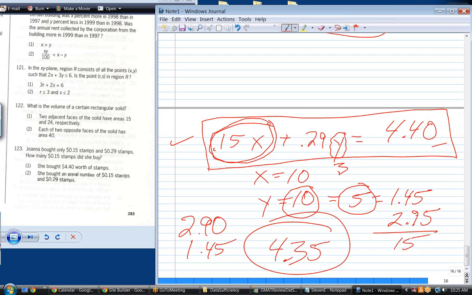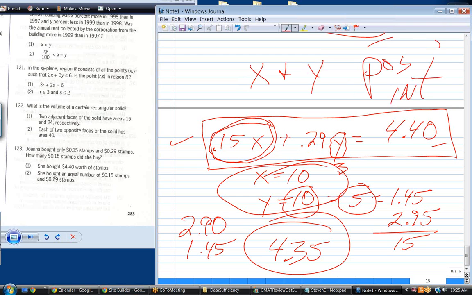15 also doesn't go into 440 an even number of times, because I know it goes into 450 an even number of times. It can't go into 440 an even number of times. So the only solution is y of 10, x of 10. Yep, that's it. There's only one solution. This is a special kind of problem because the other piece of information is that x and y are positive integers. Even though that's not an equation, it's enough information to give this only one solution.